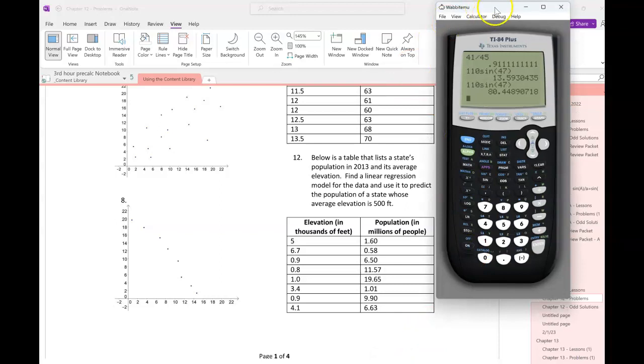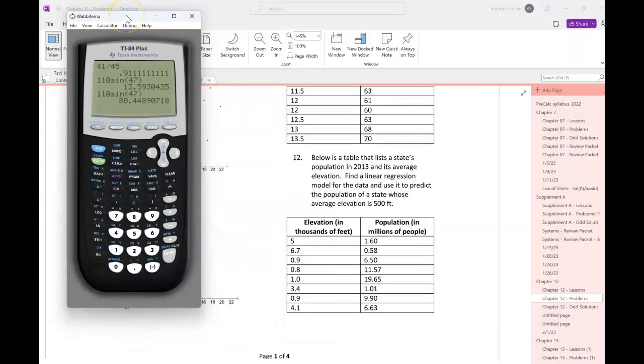I'm going to put one column in L1, the other column in L2. Personally, but again, you can put them in any column you want, as long as they're in 2 different columns and you remember where you put them, so you can tell the calculator where to look.